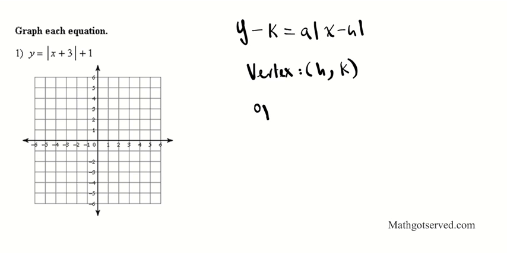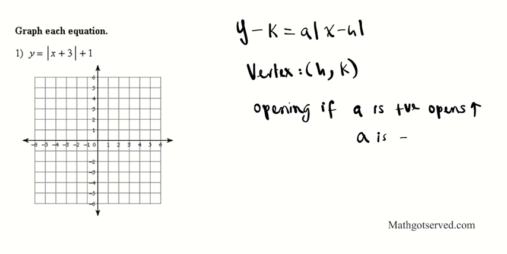And then for your opening, just note that if a is positive, the absolute value function opens upwards, and if a is negative, it opens downwards. Also, a is an adjustment factor. It makes it wider or narrower. In this case, a equals 1, so there isn't going to be any alteration to the function. Remember that the absolute value function is like a V. If it opens up, it's like a V going up, and if it opens down, it's like an upside down V.